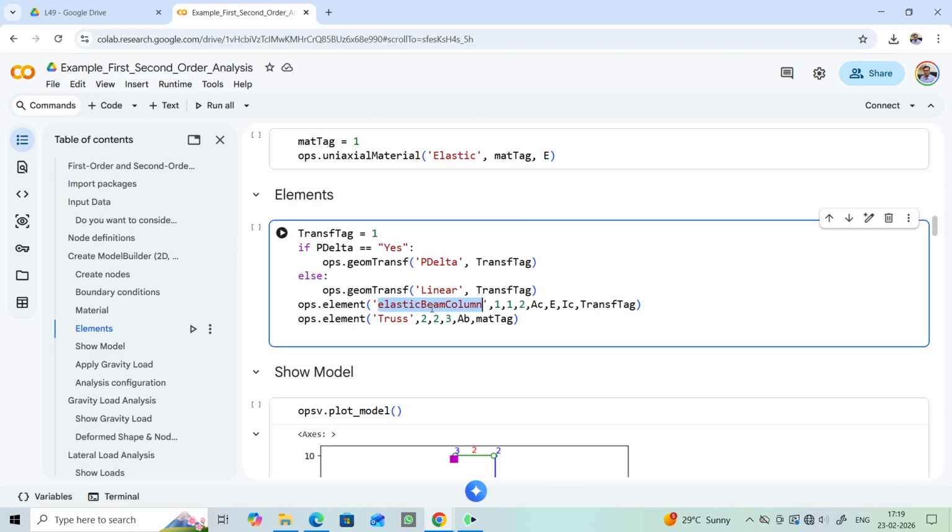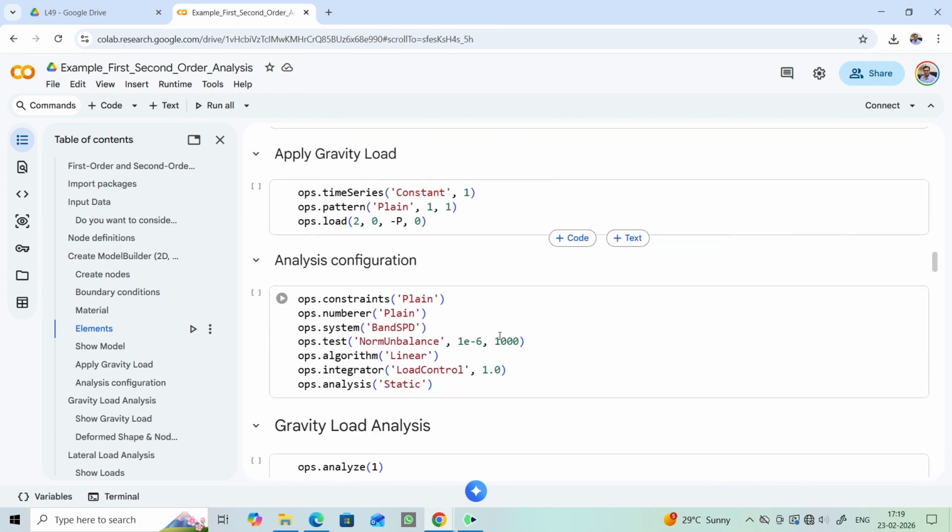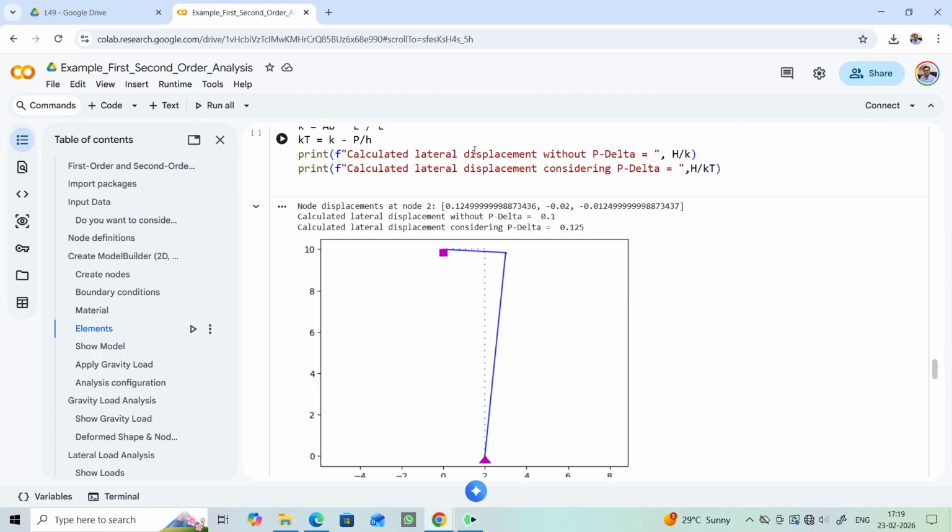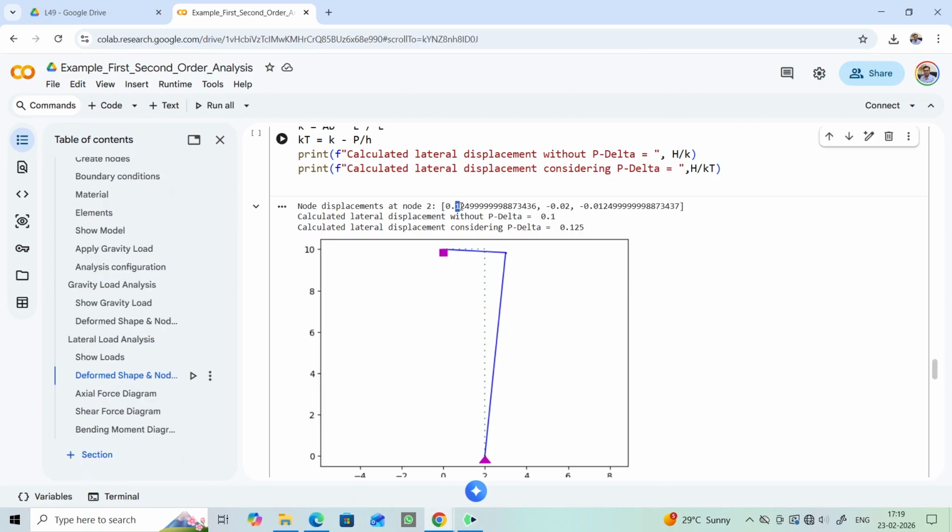Note that in OpenSees, the truss element does not have any geometric stiffness matrix, but the elastic beam column has two transformations, linear and P delta. Linear means it is the first order stiffness matrix, with no geometric stiffness matrix, but the moment you say transformation tag P delta, it will consider the geometric stiffness matrix of a beam column element that we have derived.